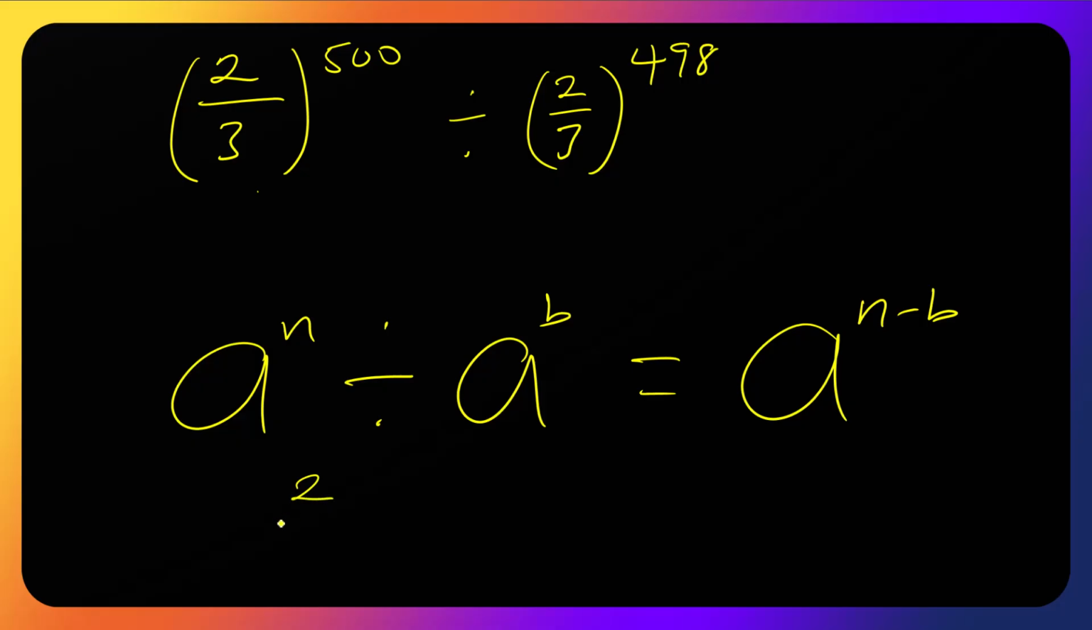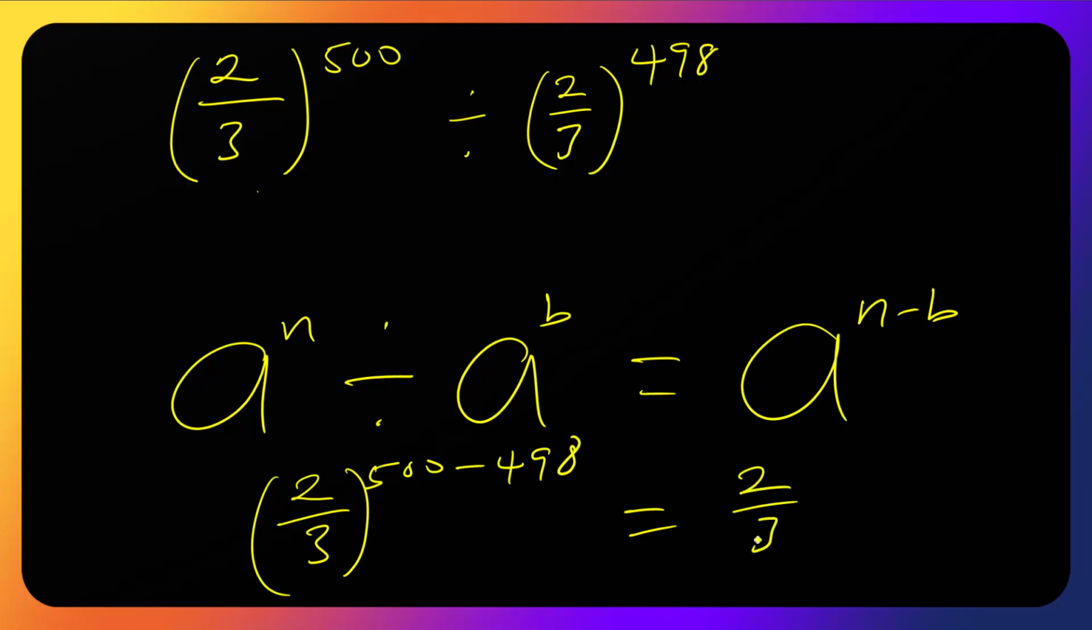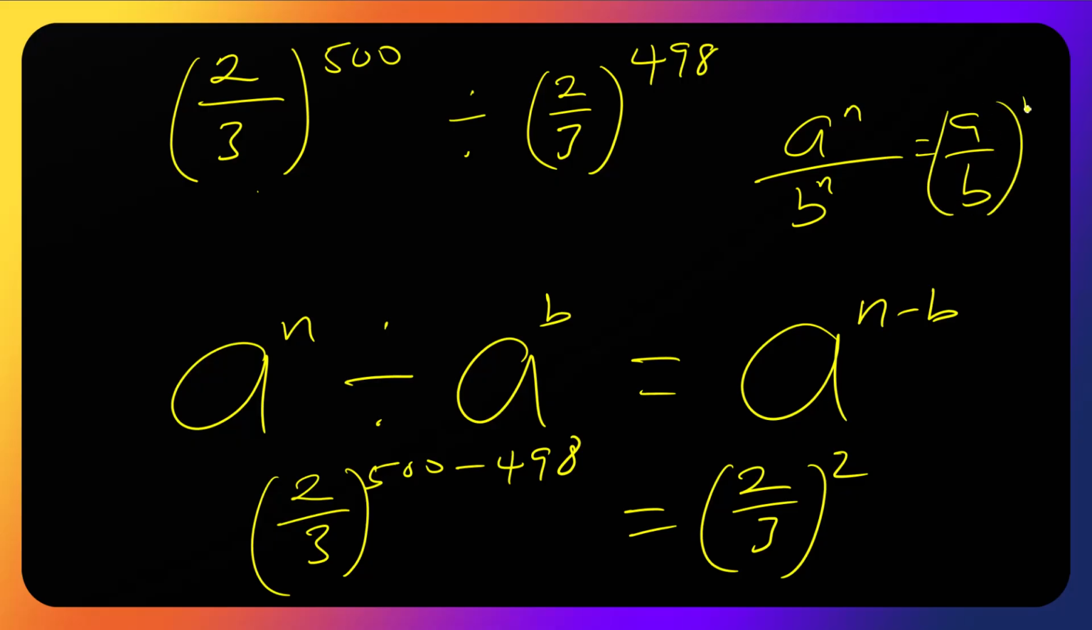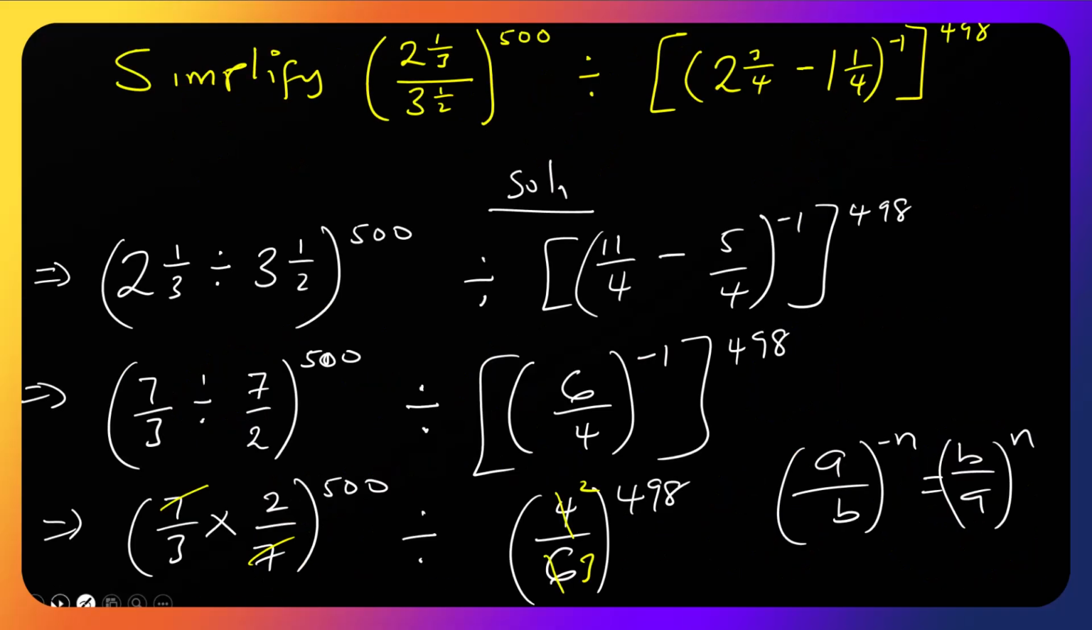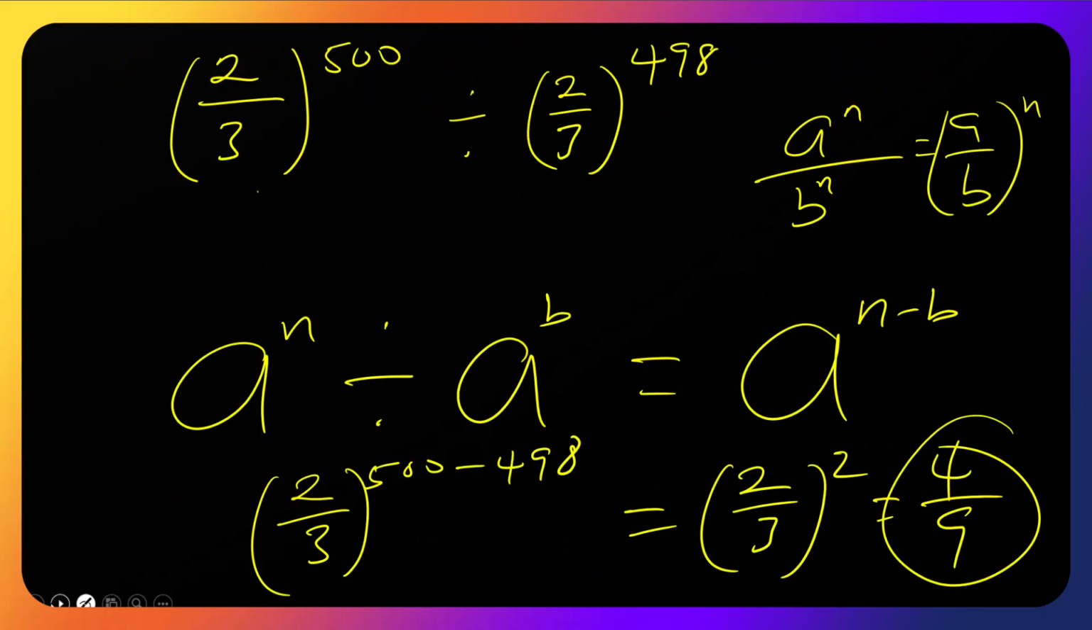So we have 2 on 3 raised to 500 minus 498. That will be 2 on 3 raised to 2. And when we have a to the power n over b to the power n, is the same as a over b all to the power n. So this side will be 2 squared 4 over 3 squared 9. So the correct answer for the whole expression here is 4/9. All right, so that is that.